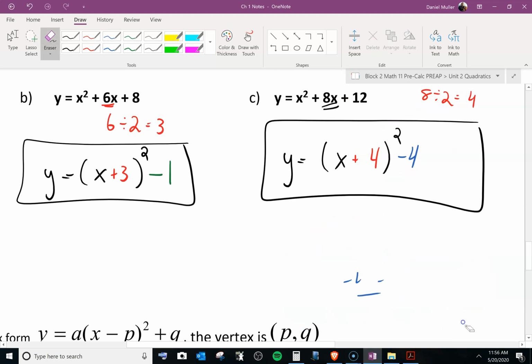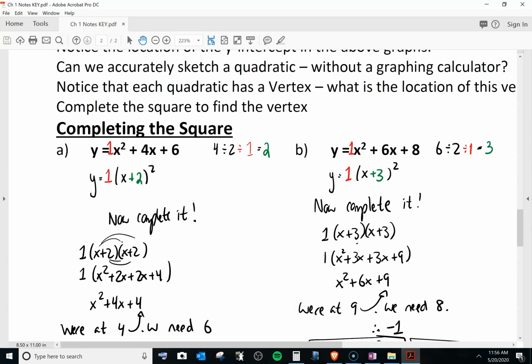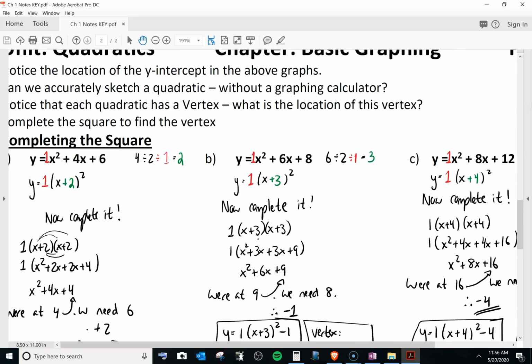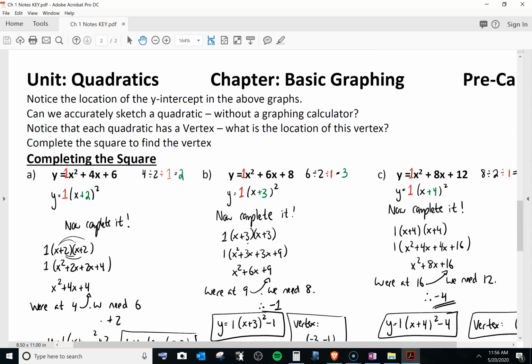So I do have these on the notes here that are online, and you can see that for all 3 of these questions, I actually did the multiplying here. I did do all the foiling. And you say, hey, we're at 4. We need to get to 6. Add 2. This one, we're at 16. We need to get to 12. We're going to minus 4. Here, we're at 9. We need to get to 8. We're going to minus 1. So those are all of the ones that are there.